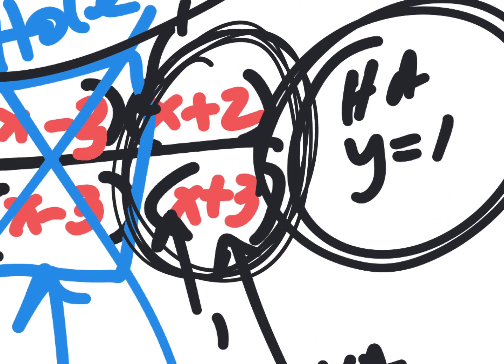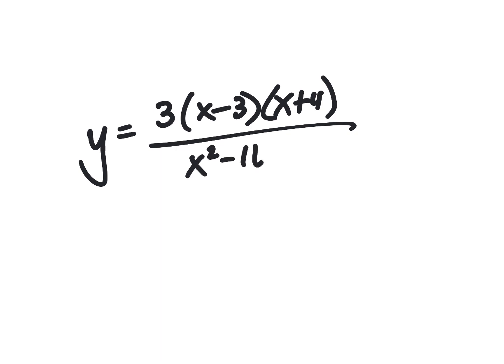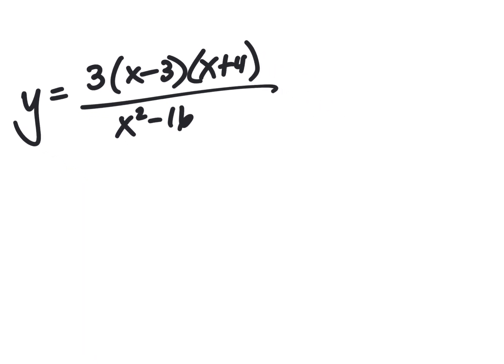Okay. Let's sum it all up. Here is a typical question that you get asked. 3, x minus 3, x plus 4, all over x squared minus 16. Everybody write that one down. I would like to know, is there any vertical asymptotes? If so, what are they? Is there any horizontal asymptotes? If so, what are they? Is there any holes? If so, what are they?